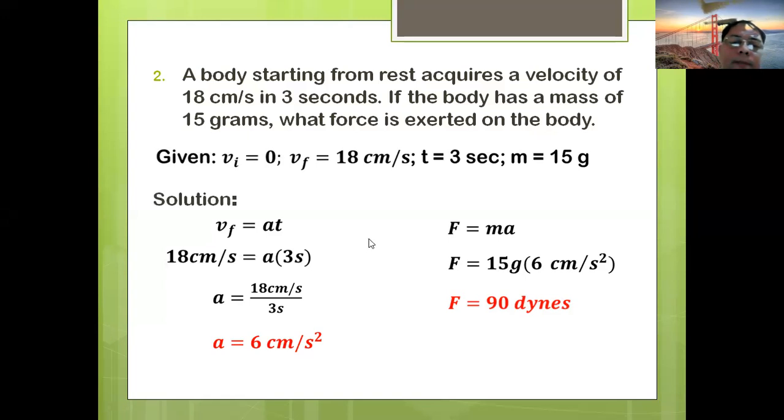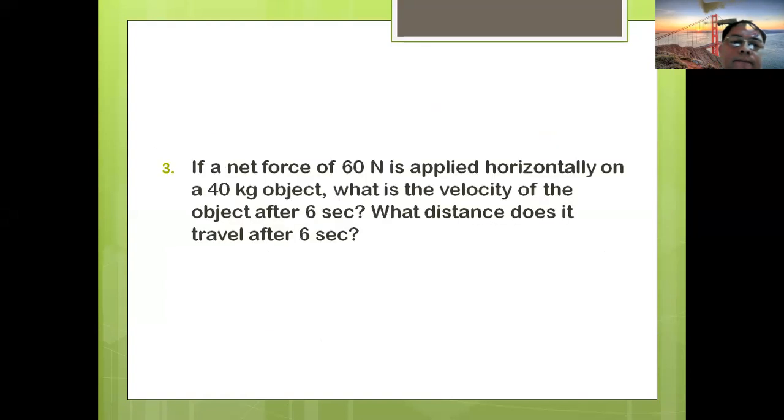Now going to number 3. Let's see our number 3. If a net force of 60 newtons is applied horizontally on a 40 kilogram object, what is the velocity of the object after 6 seconds? And another question, what distance does it travel after 6 seconds? So if you're given 60 newtons as a net force, we will also understand here that the 40 kilogram object is not acted on by only a single force of 60. So this 60 newtons is already a resultant.